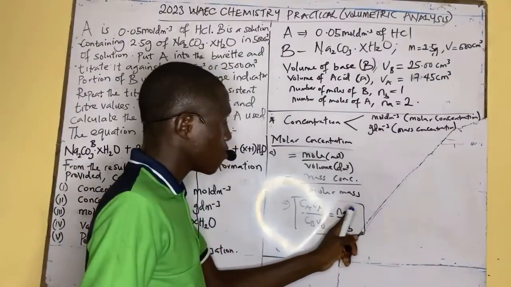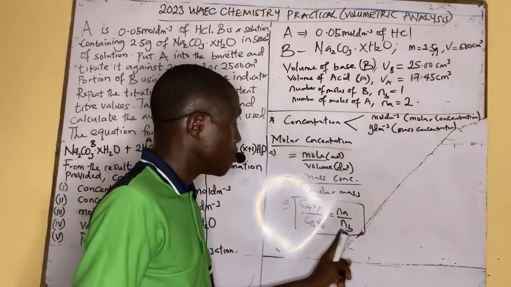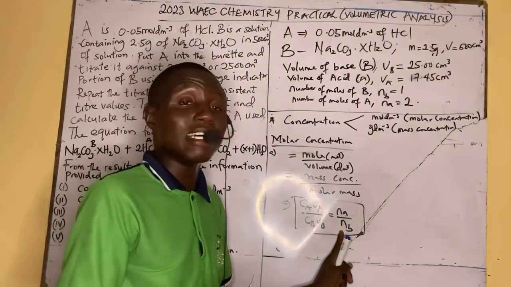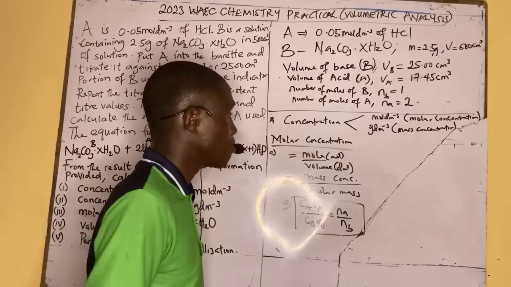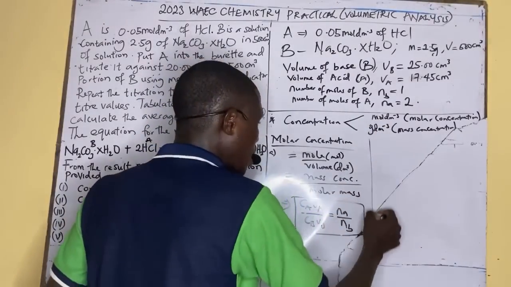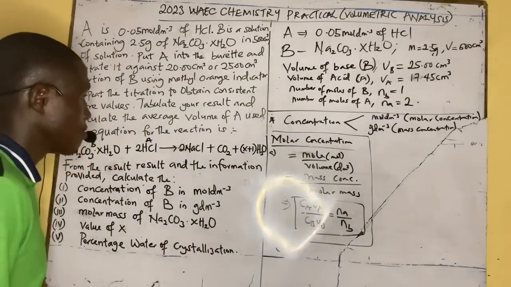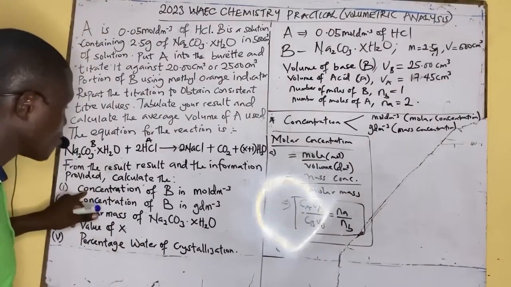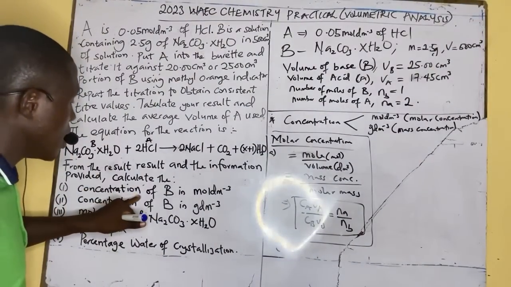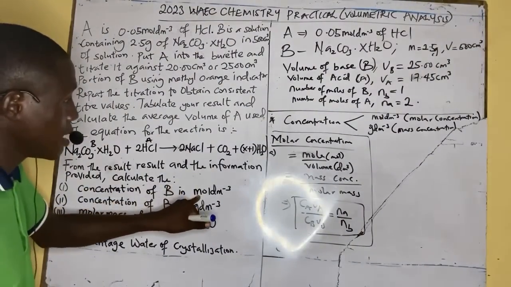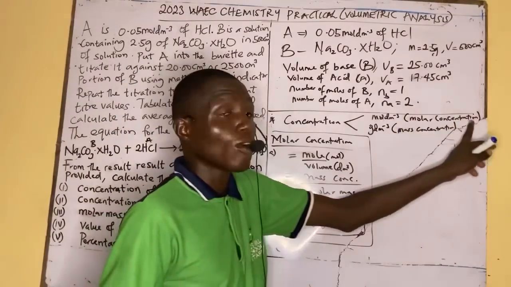NA is the number of moles of the acid. NB, the number of moles of B, is very essential, you need this formula. So these are the three formulas for calculating molar concentration. And don't forget, concentration of a substance in mole per dm³ is called molar concentration.